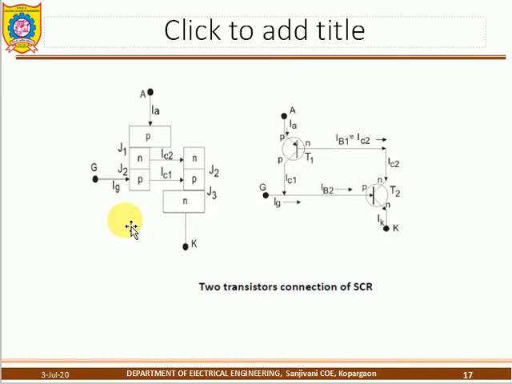So the thyristor consists of 4 layers of PN junctions and 3 junctions. So what are the 3 junctions? Here you can look at it. This is junction number 1. This is junction number 2. This is junction number 3. There are 3 junctions formed. How many terminals? 3 terminals in that device.